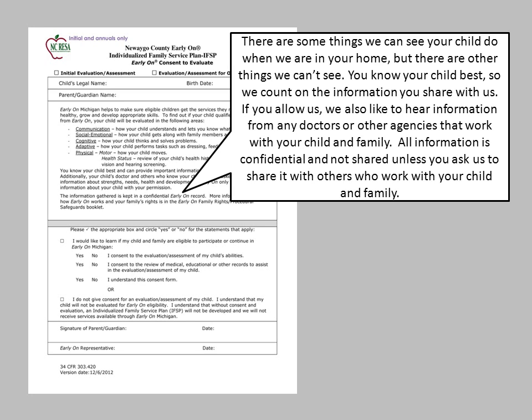There's some things we can see your child do when we're in your home, but there's other things that we can't see. You know your child best, so we count on the information you share with us. And if you allow us, we will also like to hear information from any doctors or other agencies that work with your child and family. All information is confidential and not shared unless you ask us to share it with others who work with your child and family.